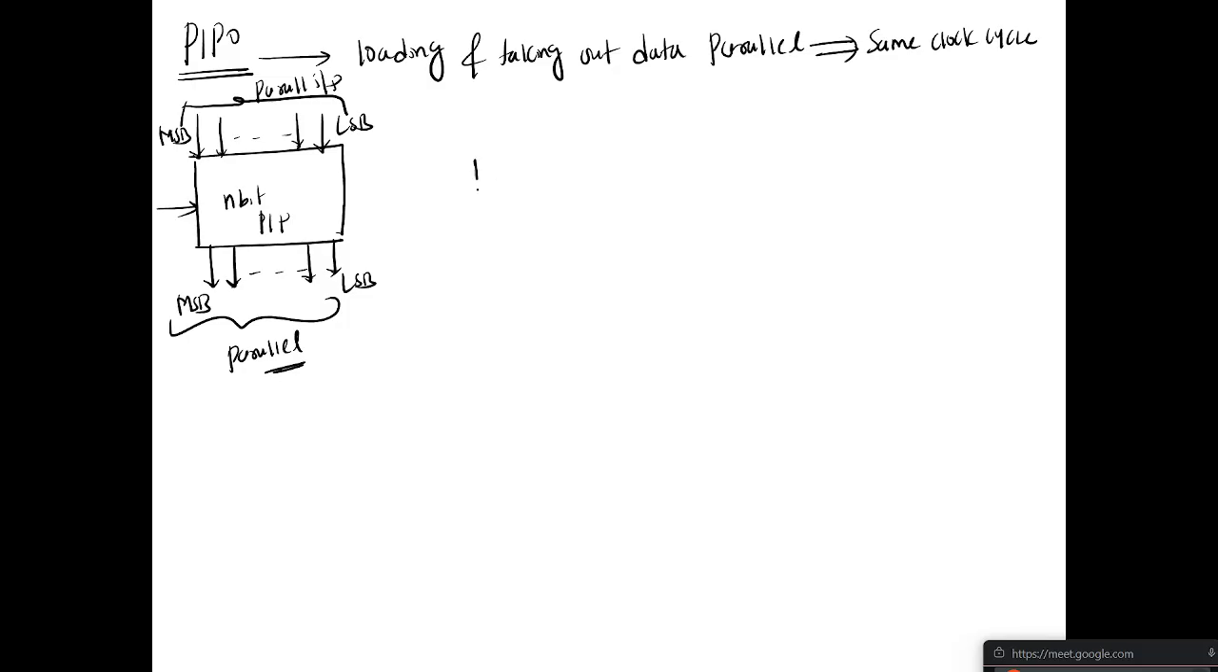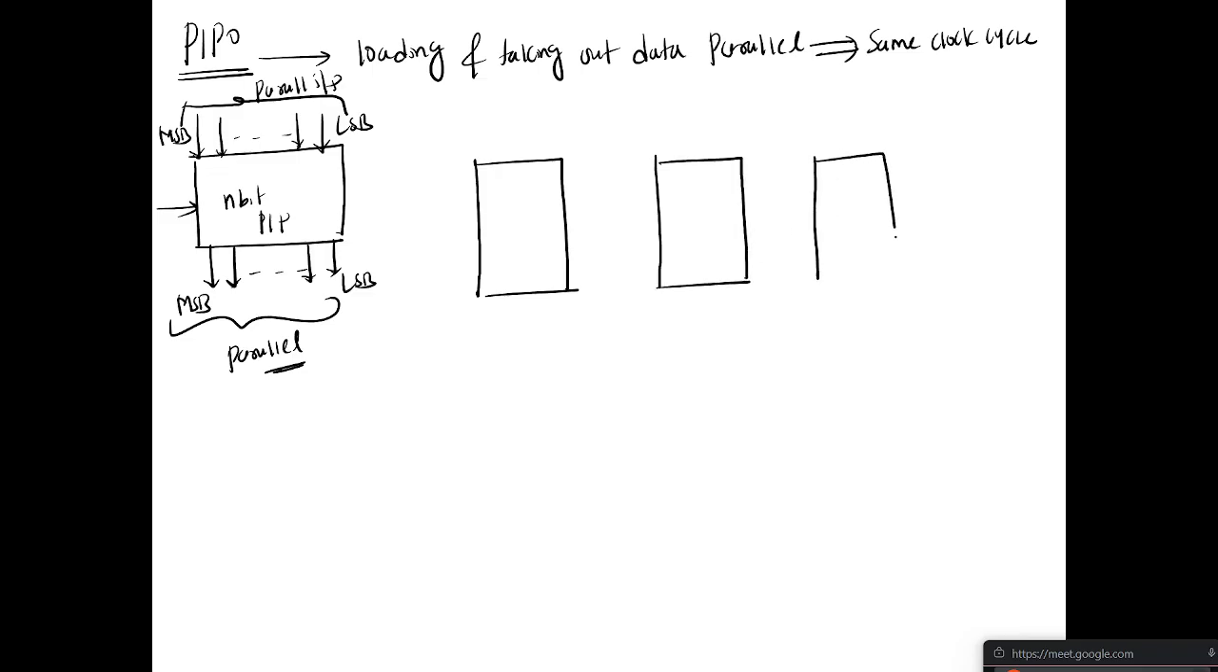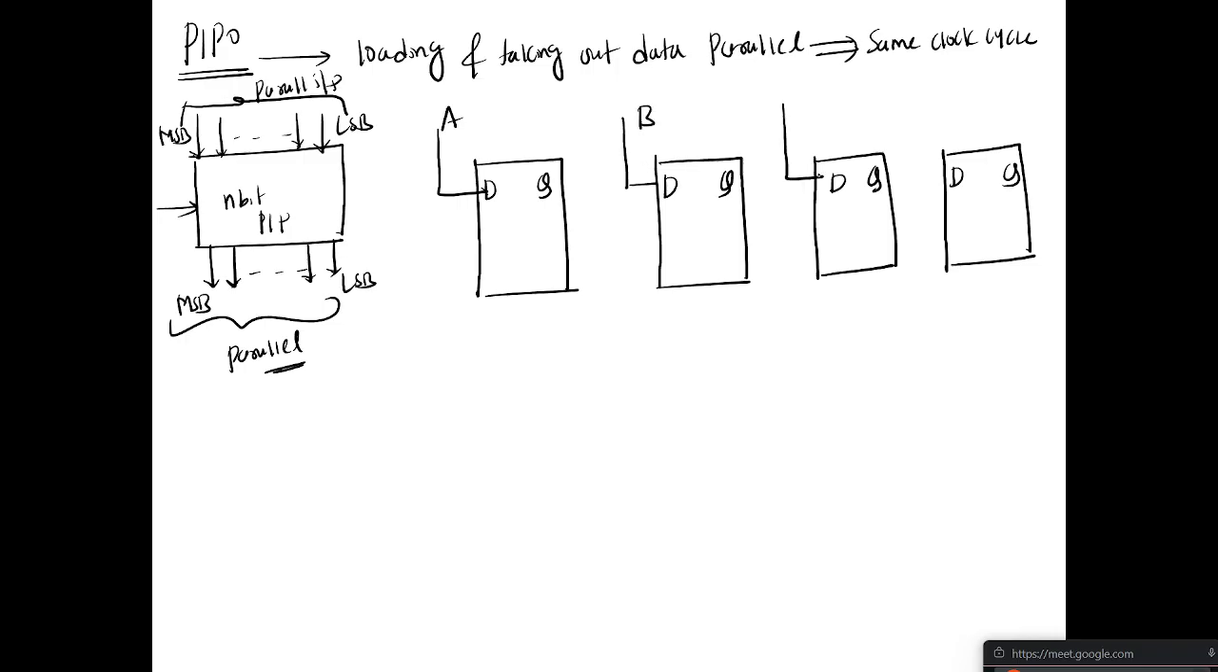So how to design? Suppose we are using 4 D flip-flops. So with 4 D flip-flops, here D and this is Q, and D, Q, D and Q, D and Q. Let us take the parallel data you are loading as A, B, C and D. Common clock, as this is a synchronous sequential circuit.